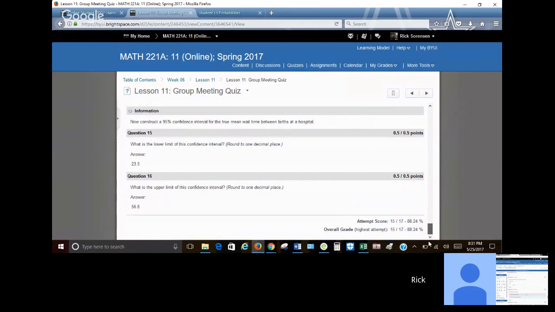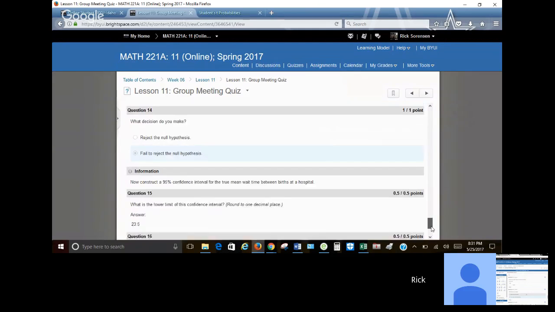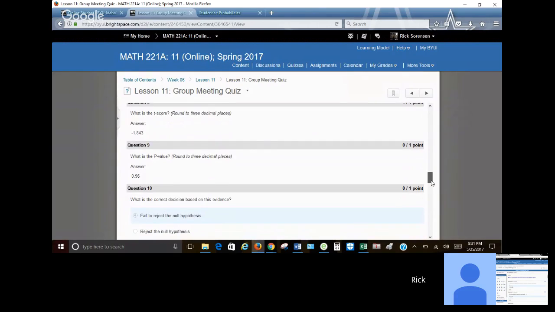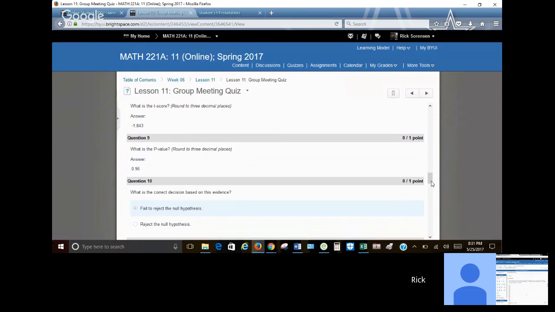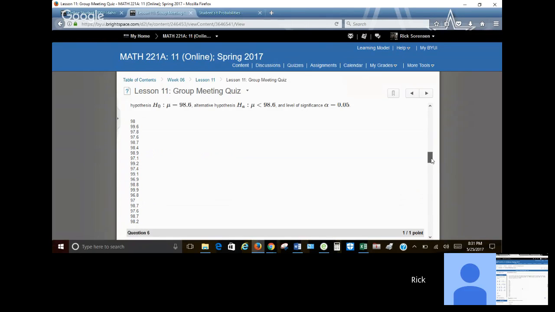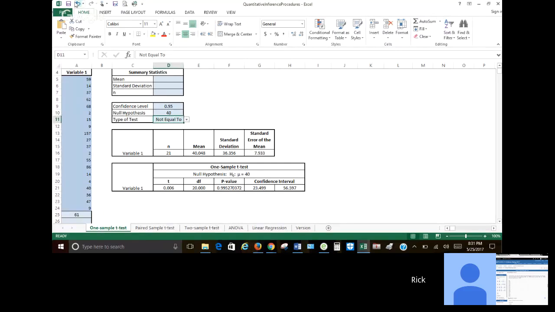Scroll down. Oh, we missed 2. Uh-oh. All right, so we missed questions number 9 and 10. That's our p-value, so we did something wrong there. Maybe that was the one where we didn't have the right test type. Yeah, I may not have had the correct thing in there. I think I can just hit the back button.